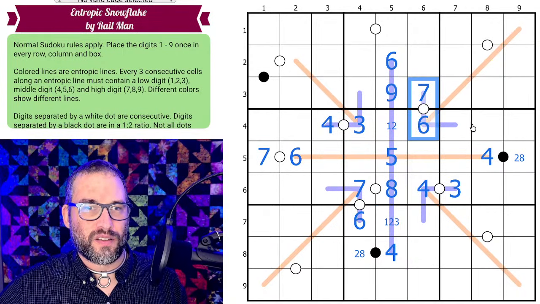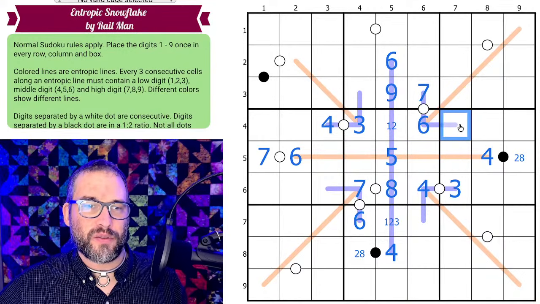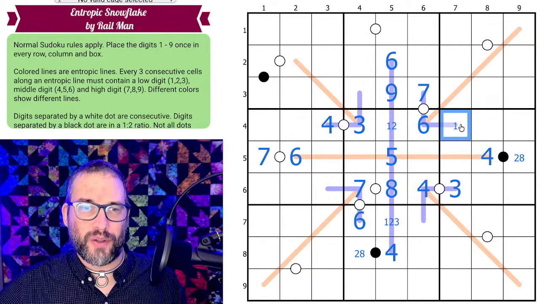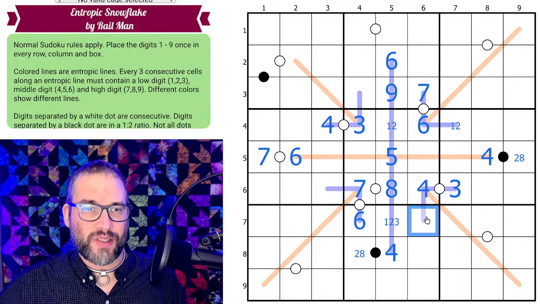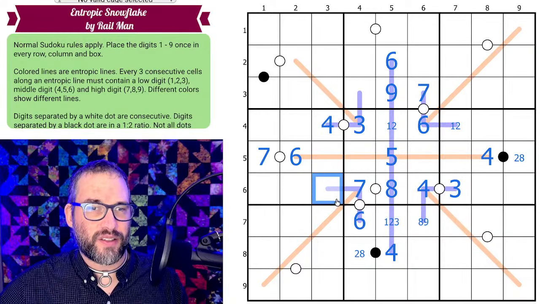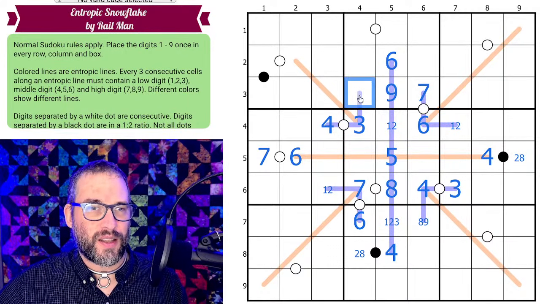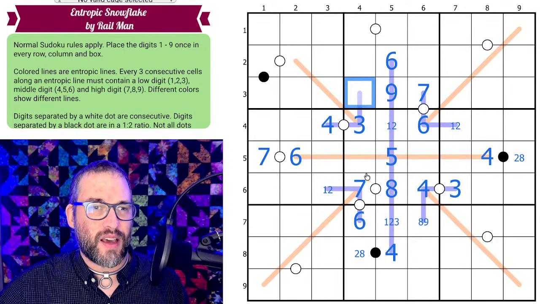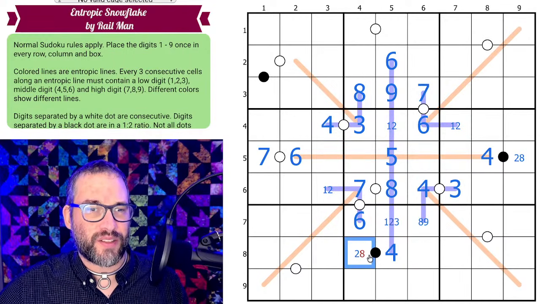This is a low. So it is 1 or 2. This is a high. So it's 8 or 9. This is a low, so it's 1 or 2. This is a high, so it's only an 8. So that's a 2. This isn't a 2.